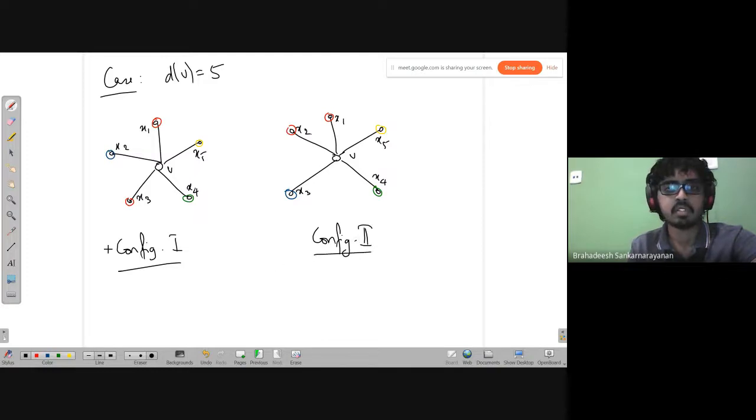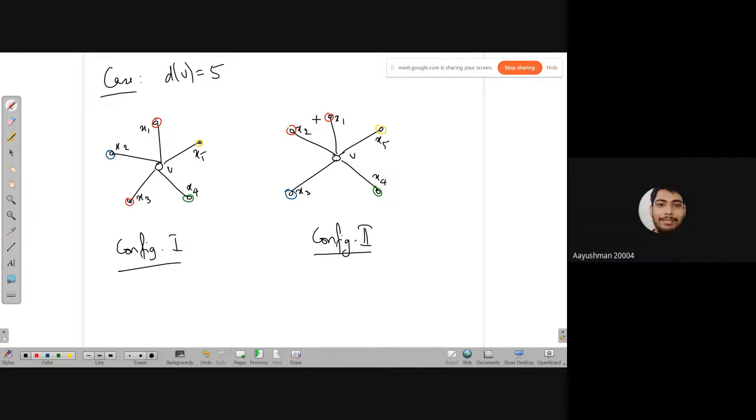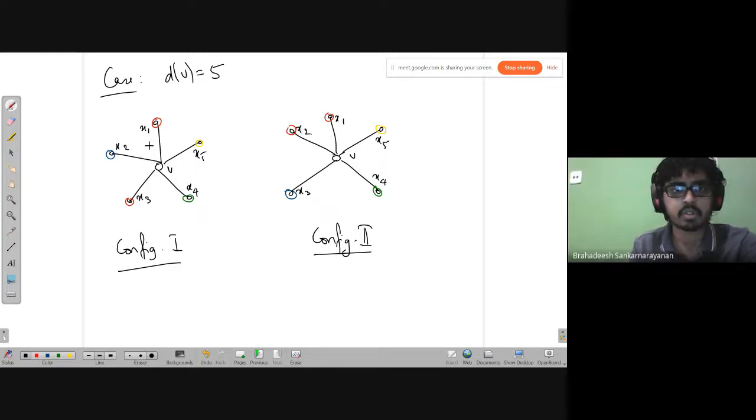The difference is whether the two vertices with the same color are adjacent or not adjacent. Diagonal? Okay. It's not about diagonal or not diagonal. It means I could draw all of them bunched together. It's more like, are they adjacent or are they not adjacent?